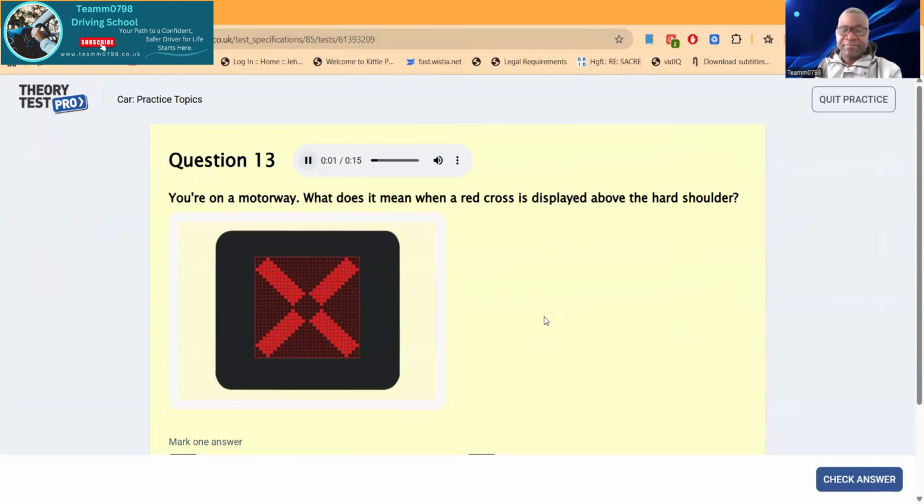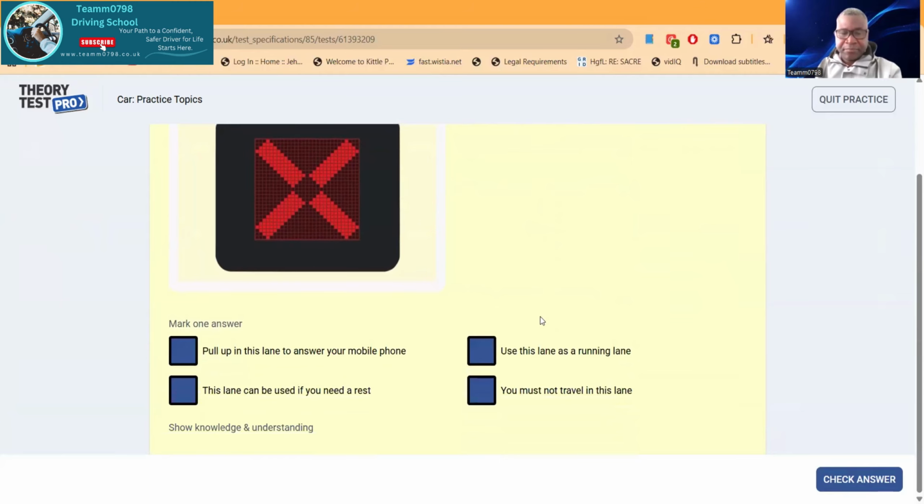You're on a motorway. What does it mean when a red cross is displayed above the hard shoulder? Pull up in this lane to answer your mobile phone. Use this lane as a running lane. This lane can be used if you need a rest. You must not travel in this lane.